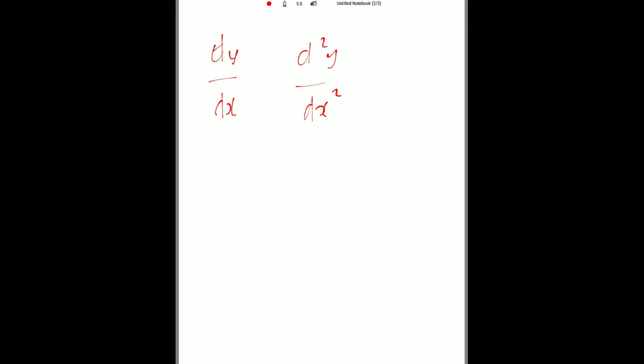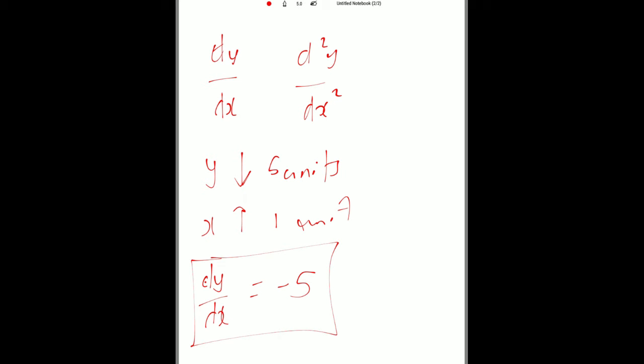If someone were to say to you, for example, that y is decreasing by 5 units every time x increases by 1 unit, then all that would be saying is that dy by dx would be equal to -5. In finding the solution to this first order differential equation, we are trying to find the answer to the question: what function do I differentiate and get -5?